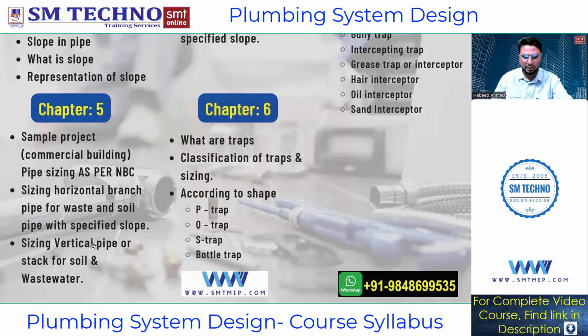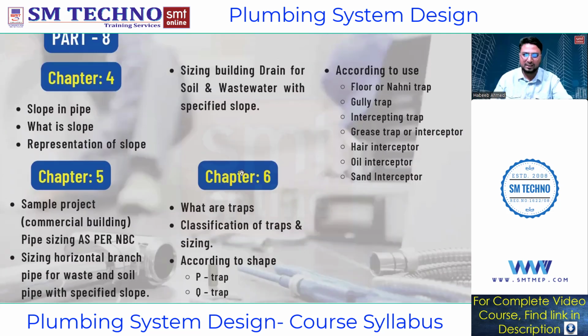So there are two vertical pipes, one for the soil and one for the wastewater. You need to find out the vertical pipe sizes also with respect to NBC standards for the commercial building. Okay. Next, sizing the building drain. So what is a building drain? First of all, I'll let you know that. Then the building drain for soil and wastewater.